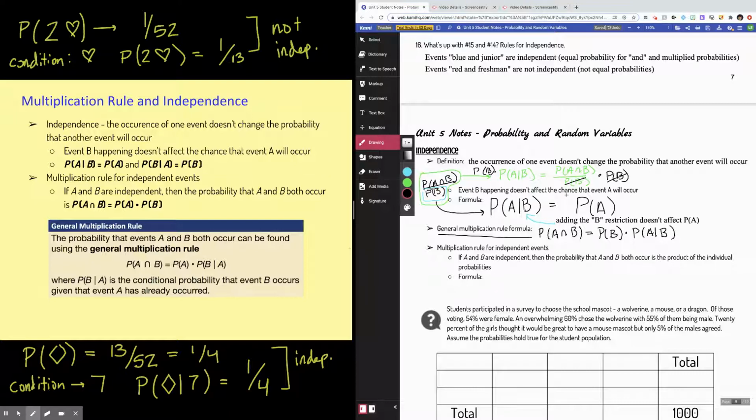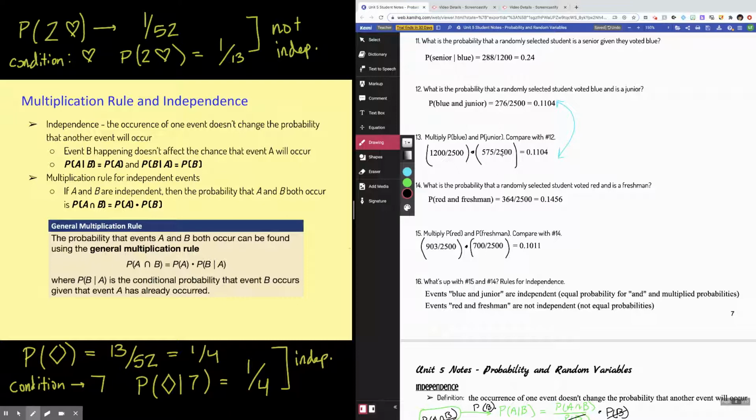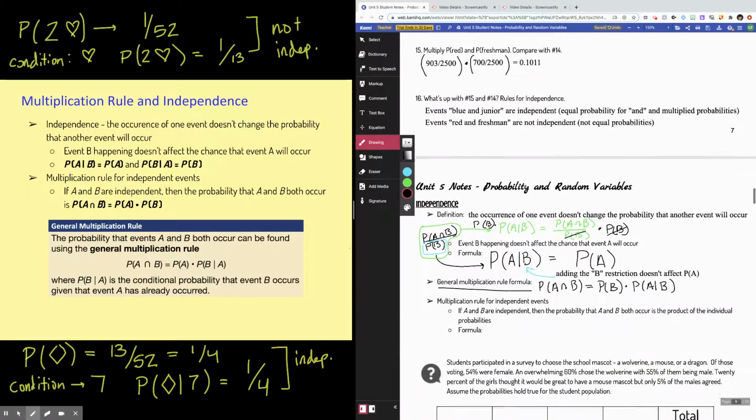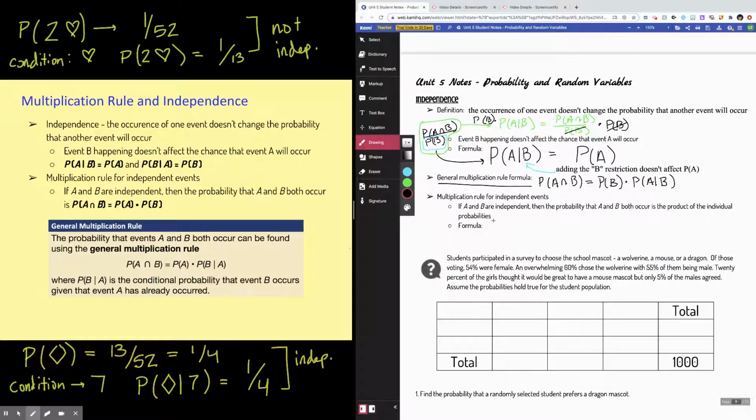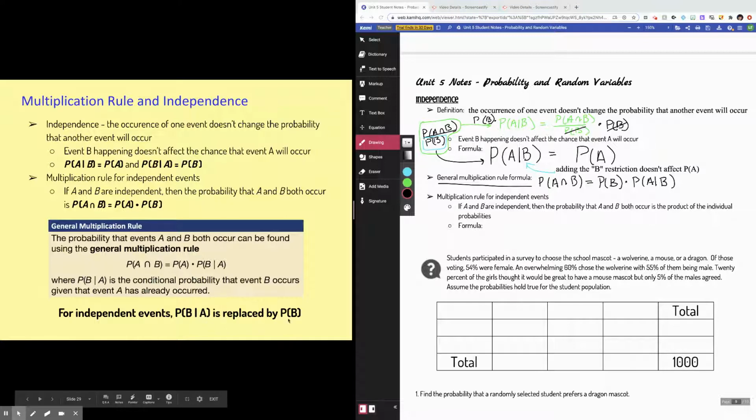What you saw in the previous problems up here, when you had these equal probabilities, is our multiplication rule that's specifically for independent events. So for independent events, this value, the probability of A given B, is just replaced by the probability of A.